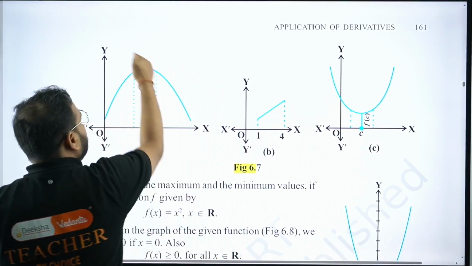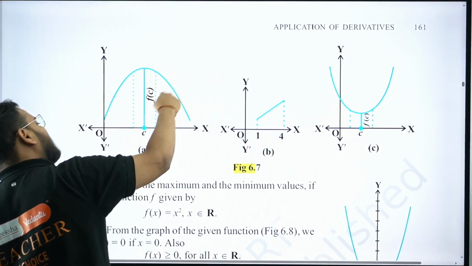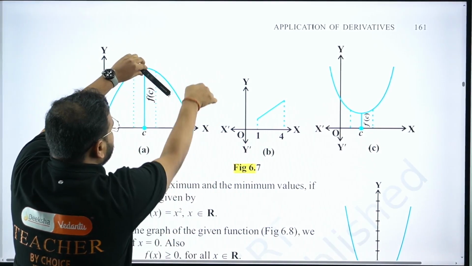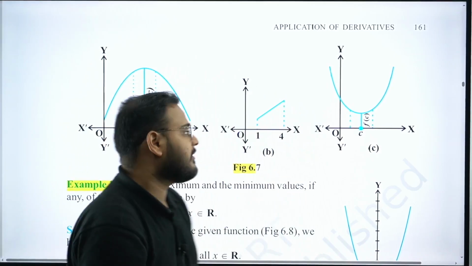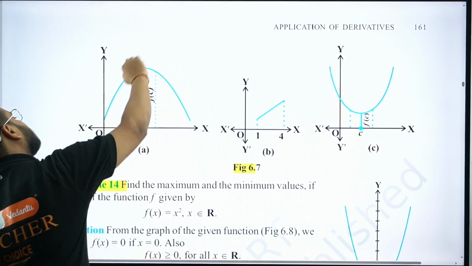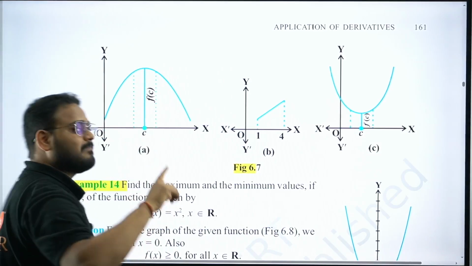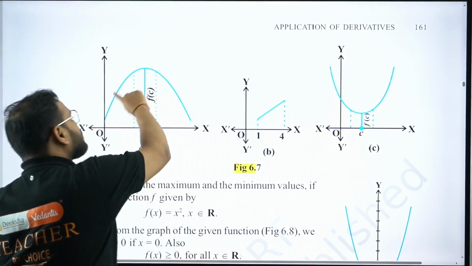What about this? Straight line like this, an obtuse angle with the x-axis. Means tan will be negative. Then what is happening here? Positive slope to negative slope. Point of maxima. Derivative is changing from plus to minus.